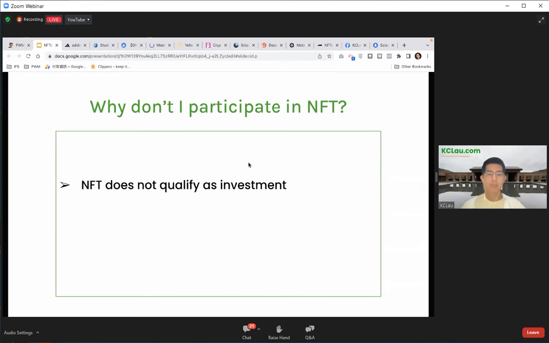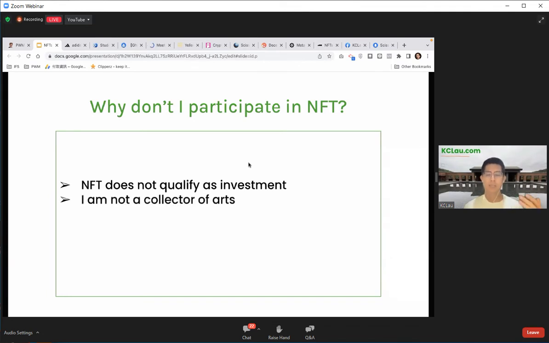Because I don't see NFT as an investment. Personally, I don't see it as an investment, because when you buy something and then you hope to sell it higher, you have to make money from the demand, right? If there are more people wanting the things you buy, and they are willing to pay a higher price for it, then you make money. So this is actually from speculation. So I don't see that as an investment. So I don't buy NFT as investment. No. If you want to buy, then I look at it as a speculation.